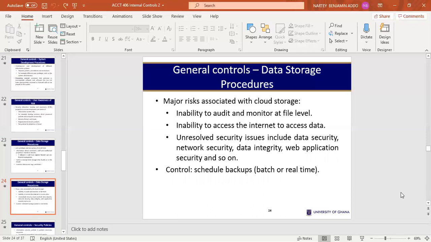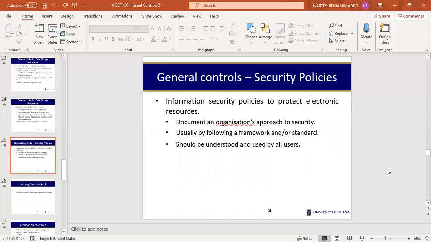So risk in the cloud. Then control, schedule backup, batch or real time. Yes, you know what they stand for, right? So, okay. Then security policies.